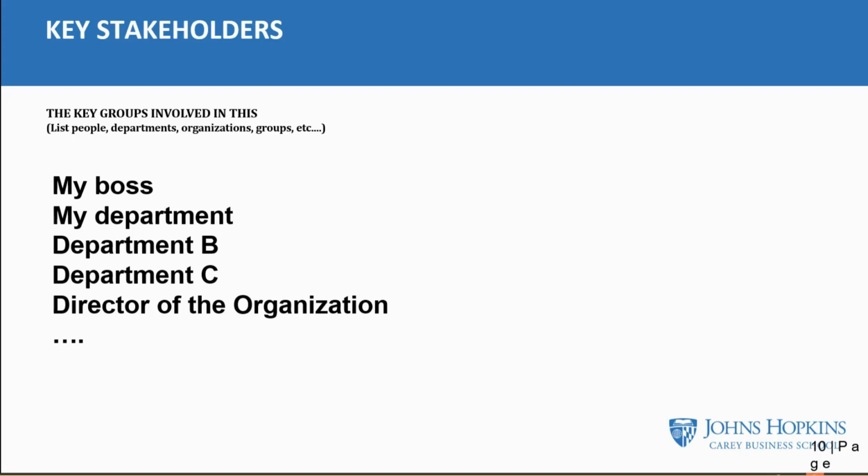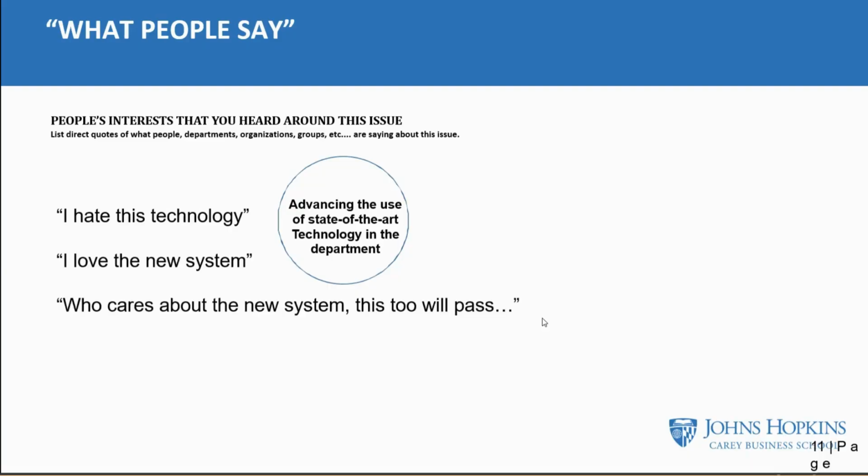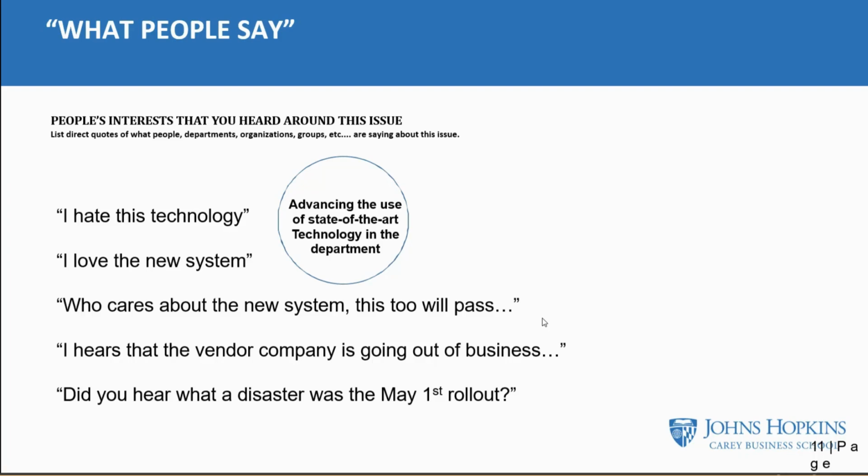Besides the stakeholders, which do not give you, as you can see, much potential for moving forward, you now identify a different thing. And you do it by identifying what people say. What do people say when they hear about the issue of advancing state-of-the-art technology in the department? Some people may say, I hate this technology. Some people might love the system. Some people, who cares about the new system? This too will pass. Or, I hear that the vendor company is going out of business. Or, did you hear what a disaster the May rollout was?